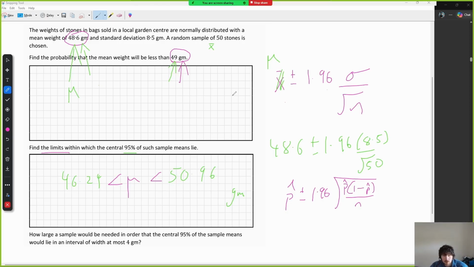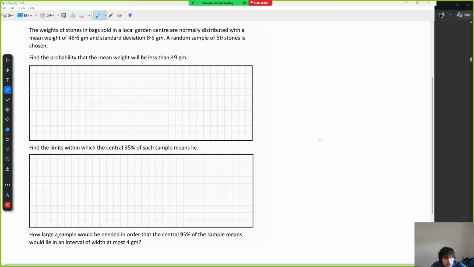Okay, great. So we'll clear that away. So how large a sample will be needed in order that the central 95% sample means, again, the complicated language, would lie in an interval of width 4? So what they mean is, if this here is the mean, they basically are talking about, well, what if this is like 50.6 and then this here is 46.6. So can you see what I done there? I went plus and minus 2 above what the mean is.